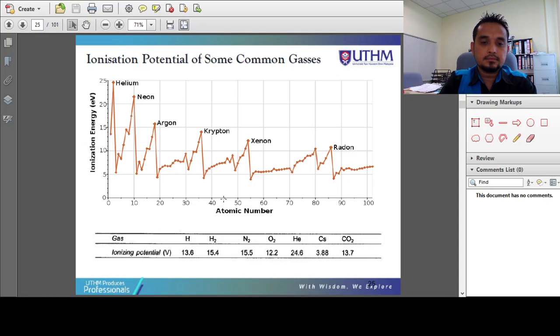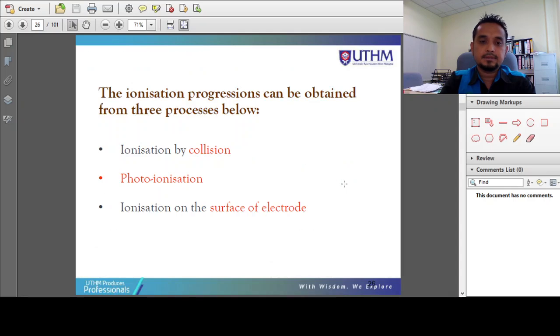Okay, this is the graph plotted as per atomic number. Atomic number means that it is bigger and bigger. Atomic number refers to the content of the atom. The bigger it is, the less stable it is, and hence the ionization is lower.